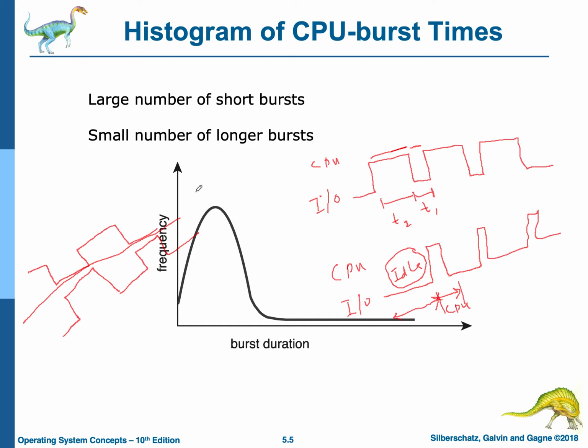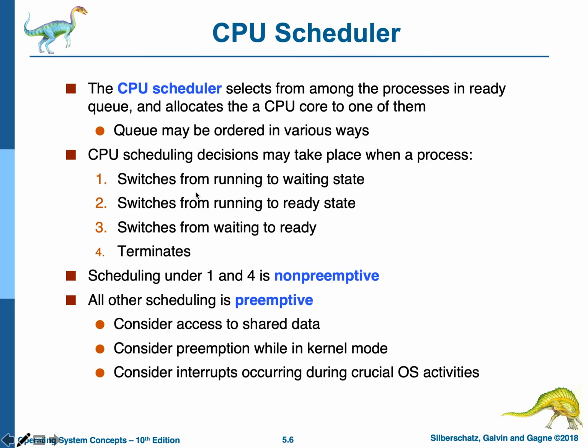Okay, so we have two components in this scheduling. The first one is the CPU scheduler, and another is the dispatcher. The CPU scheduler selects from among the processes in the ready queue, as we know that we have a ready queue.